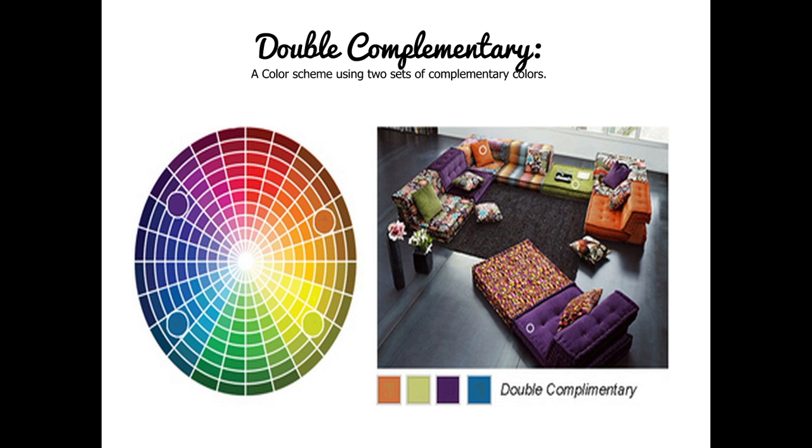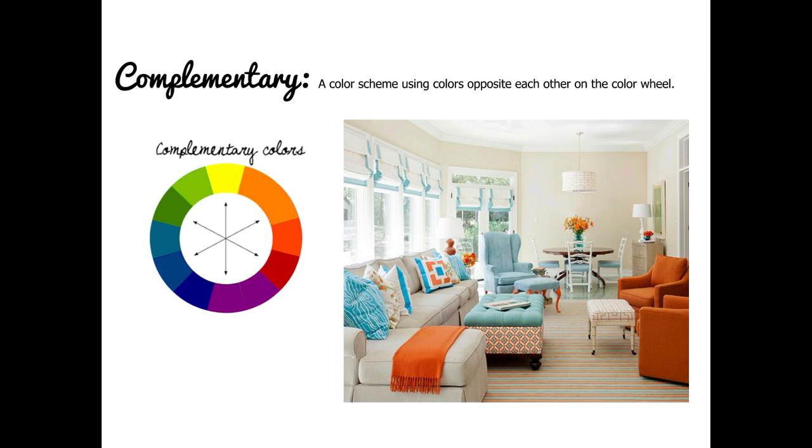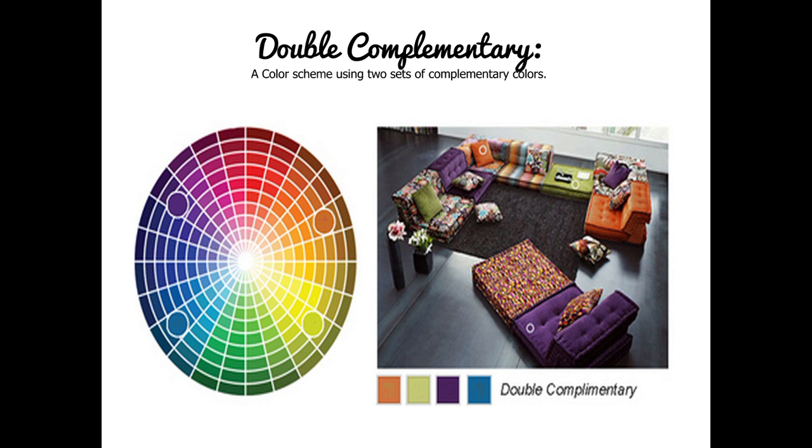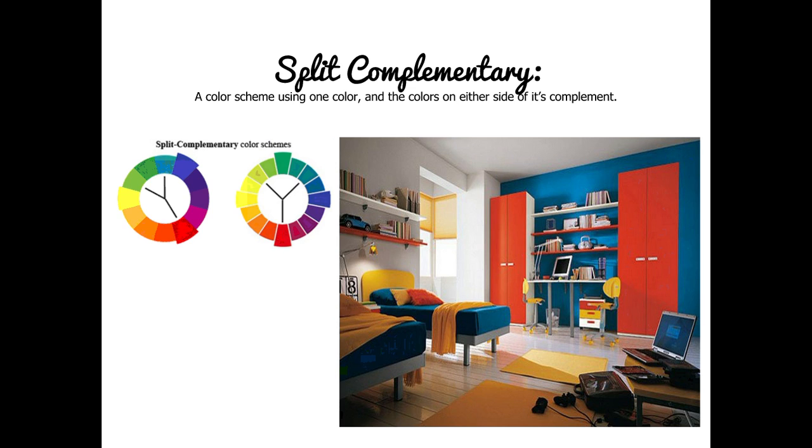Then there's double complementary, which is very similar to the complementary, but it's using 2 now. So the purple and the green, and then the blue and the orange all at once. You can kind of see an idea of this in the picture here. Not as common of a color scheme, but it's definitely possible. You won't very commonly see people using this much color in a space.